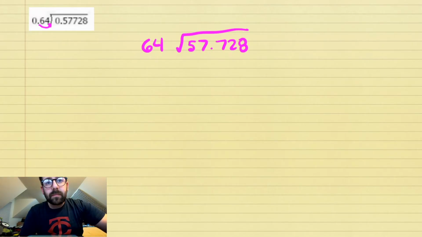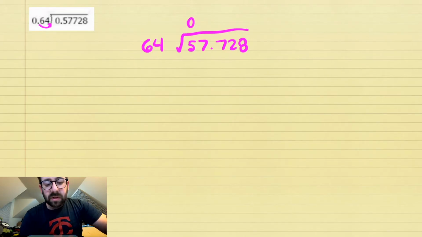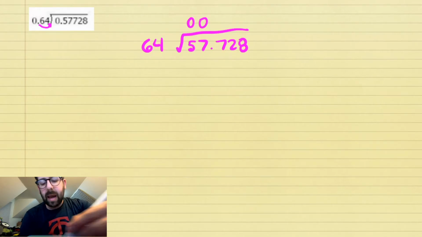57.728. All right, so that's the first step. Now what we need to do is actually divide these. Division is figuring out what I can multiply each of these numbers by and then subtract. So for instance, how many times can 64 go into 5? Well, it can't. 64 is too big. How many times can 64 go into 57? It can't. It's too big.